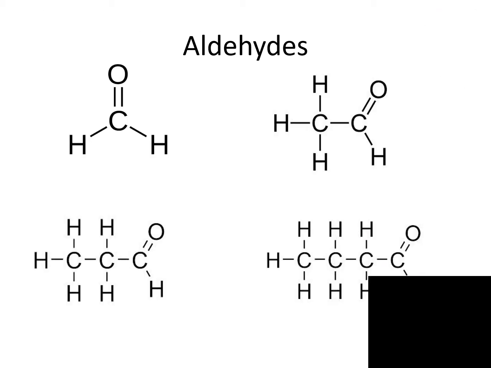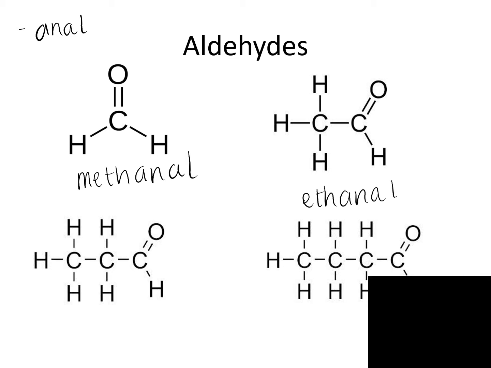Moving on, we've got different aldehydes in front of us. All my aldehydes have an -al ending. First of all, we've got one carbon atom. This is methanal. Your carbonyl group is bonded to the same carbon as another hydrogen. Here we've got two carbons. This is ethanal. Again, the carbonyl group is bonded to a carbon with another hydrogen on it. And remember, this is called the carbonyl group.